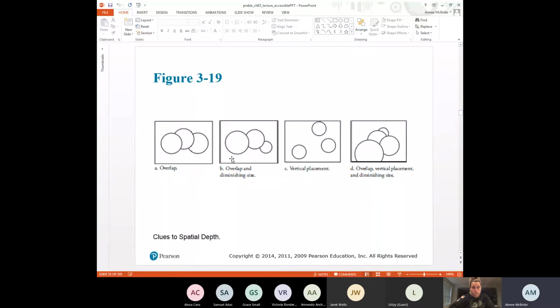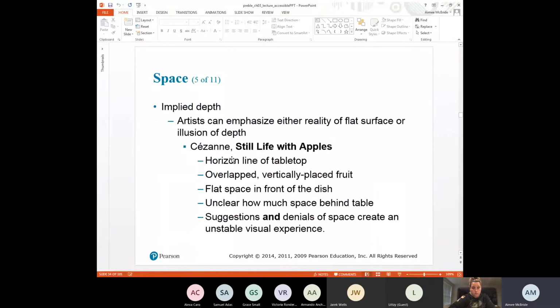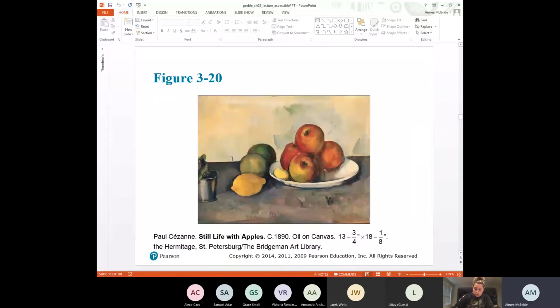There are particular times in art history where artists do not particularly care about making things look three-dimensional. We go through phases. So a great example of implied depth can be seen in Cézanne's still life with apples, which we see here. You don't have to write that unless you really want to. This is just another example of implied depth here.